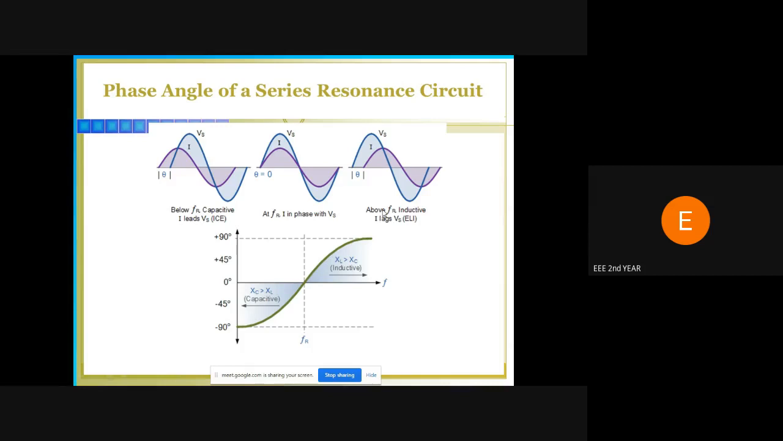The current lags behind the voltage by 90 degrees, which means it produces a positive 90 degrees. At that condition, the voltage leads your current by 90 degrees. That statement is also right. So based on that statement, your phase angle is produced with a positive sign.